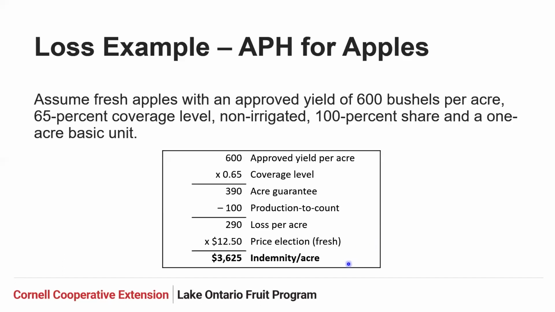Indemnity per acre. The indemnity is the amount you get compensated per acre. The indemnity is the loss per acre times the price selection. In this case, it is a loss per acre of 290 bushels times a price election of $12.50. So in this case, you would get paid an indemnity of $3,625 per acre.